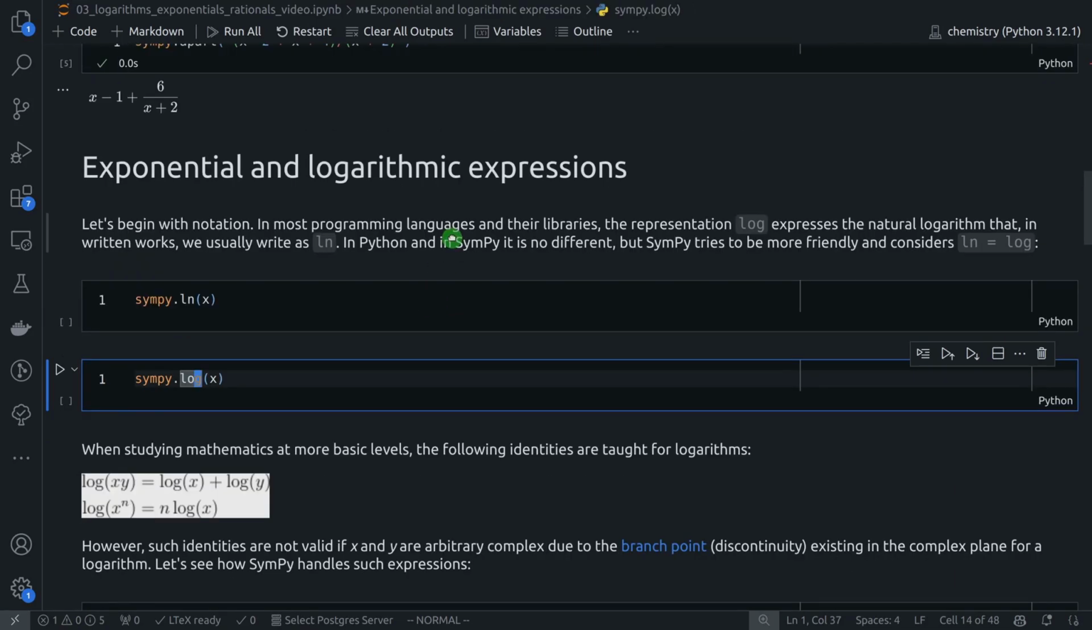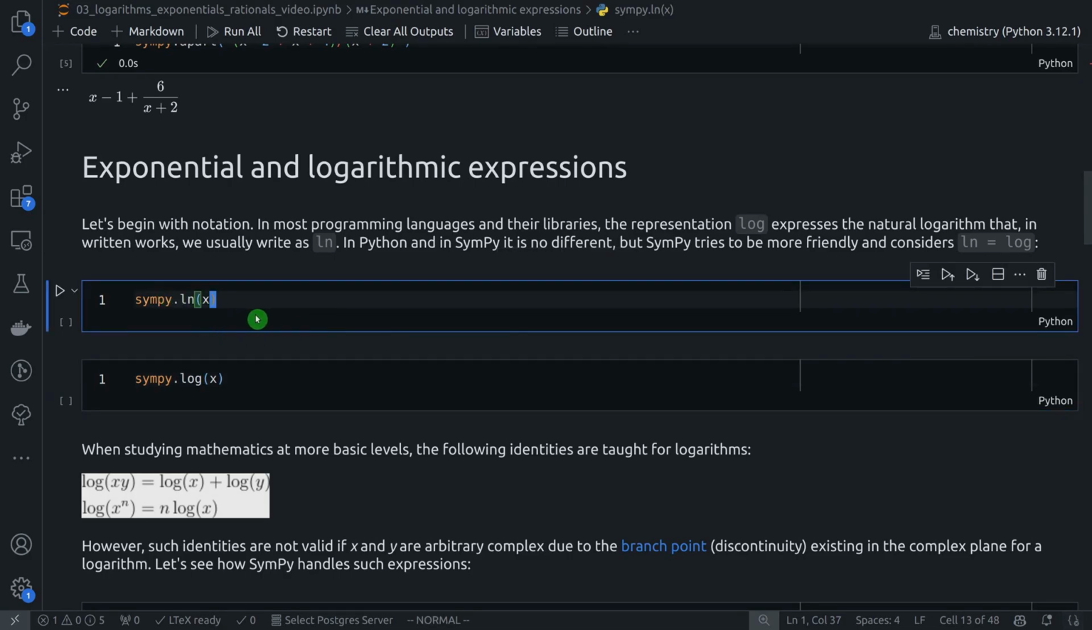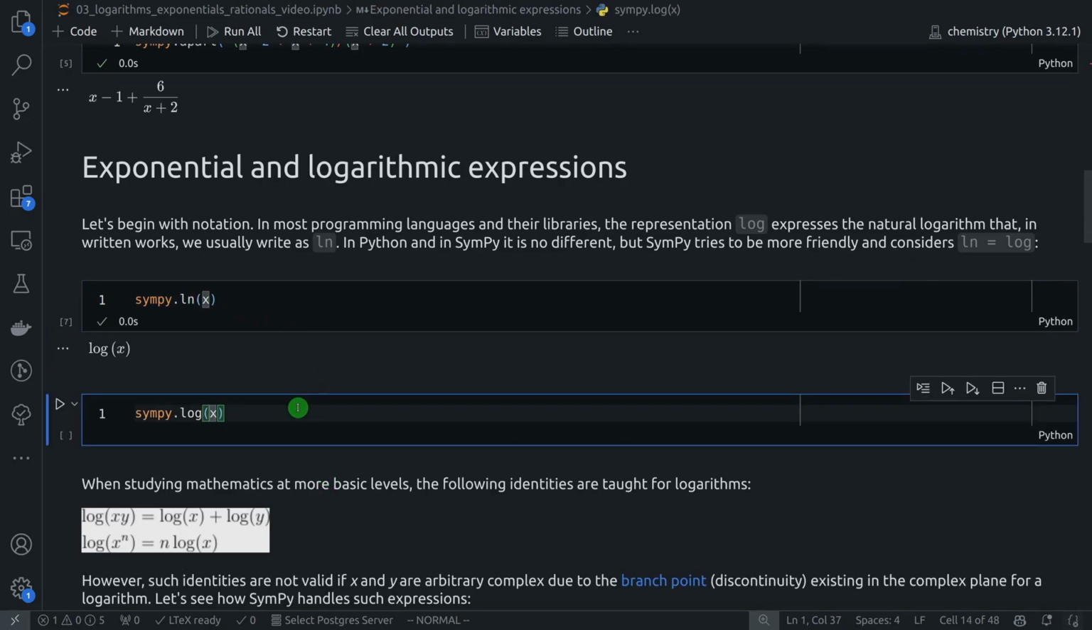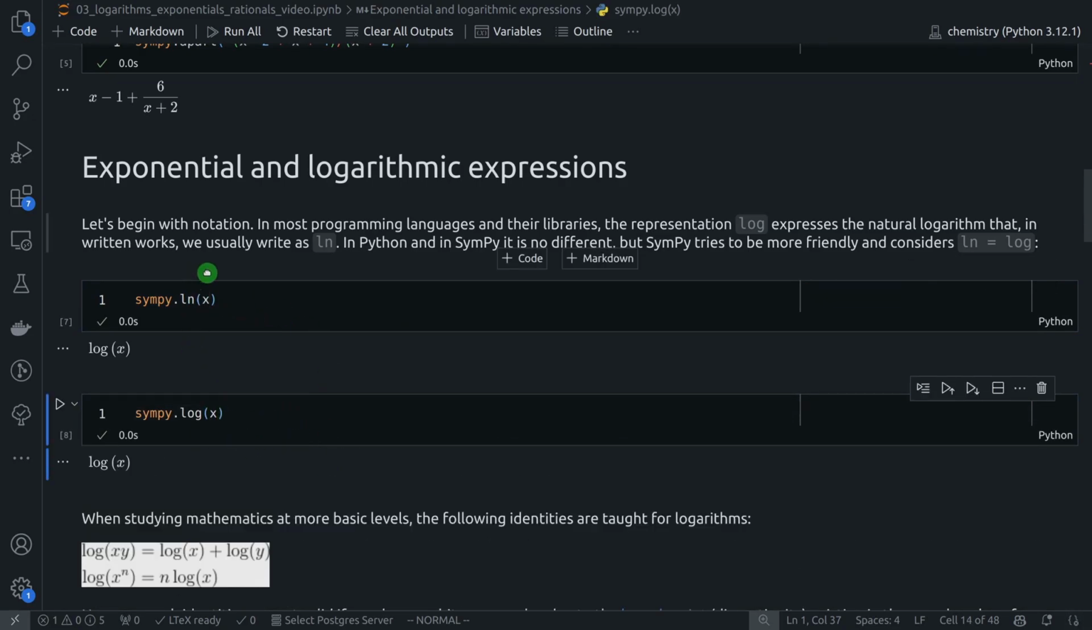Now let's talk about exponential and logarithmic expressions. The first thing that I want to talk about is notation. Most programming languages and libraries, they represent natural logarithm with log. But we know that usually we use ln when we are writing and making hand calculations. SymPy recognizes both notations. You can use ln like this, or you can use log like this, okay? It's the same. You can see that the output is the same.